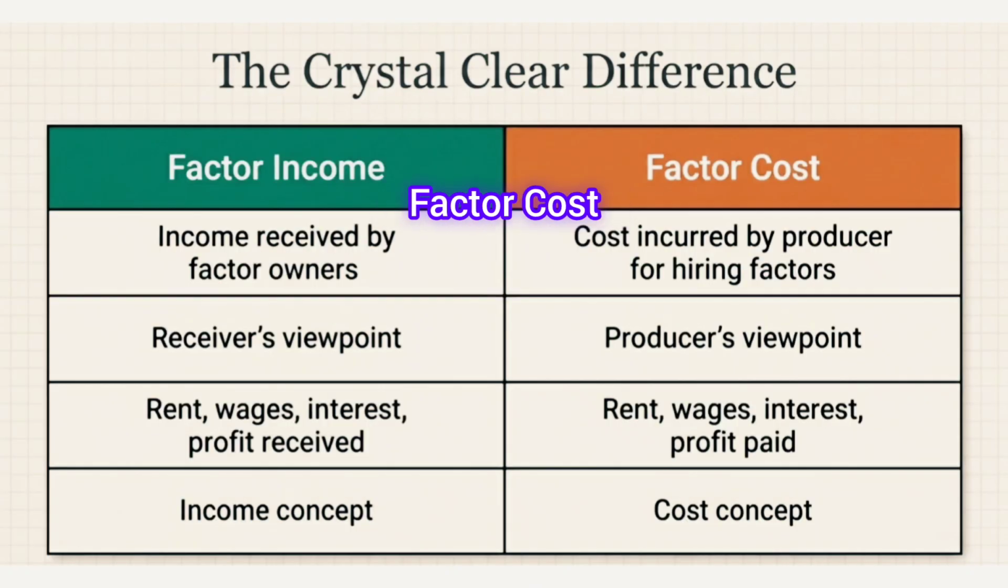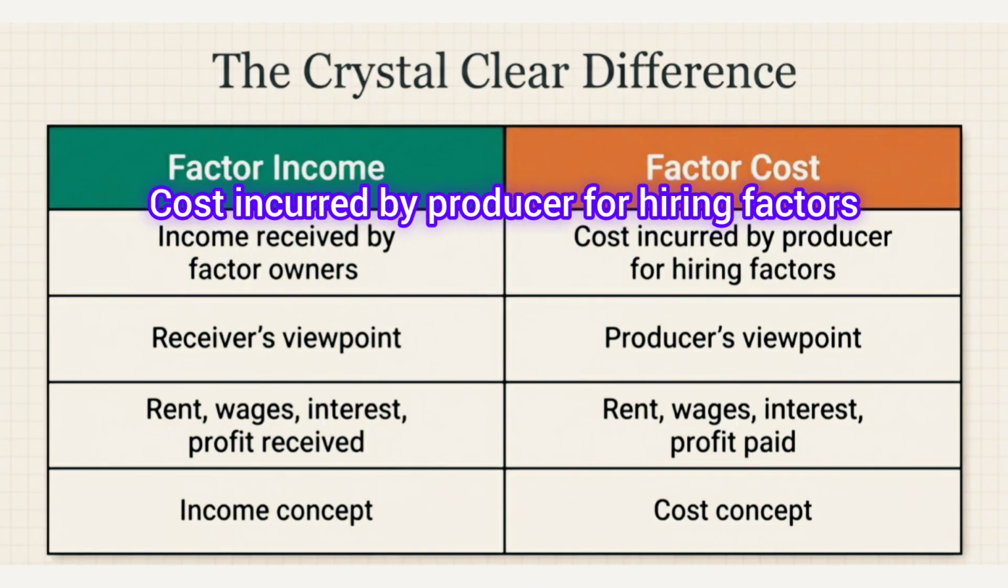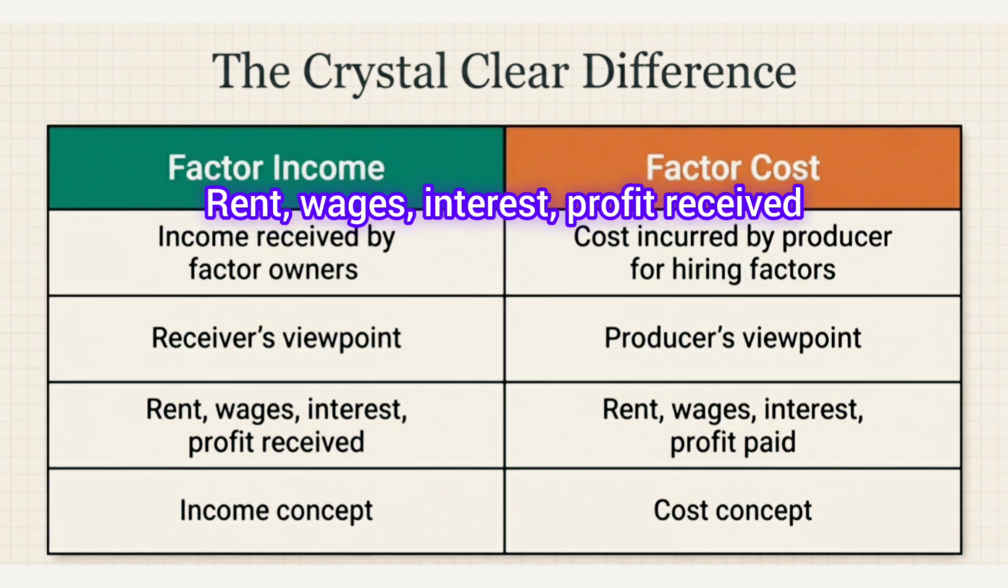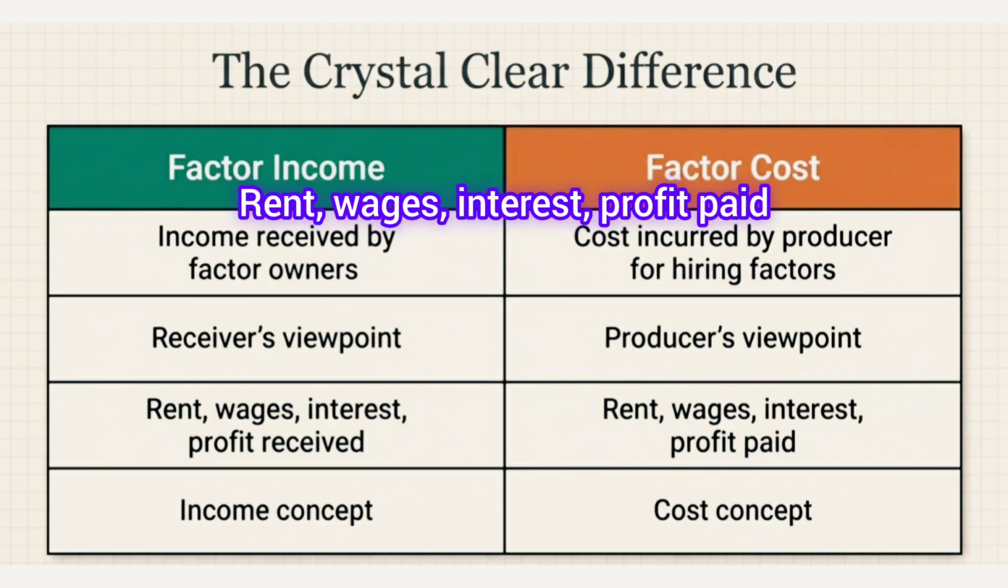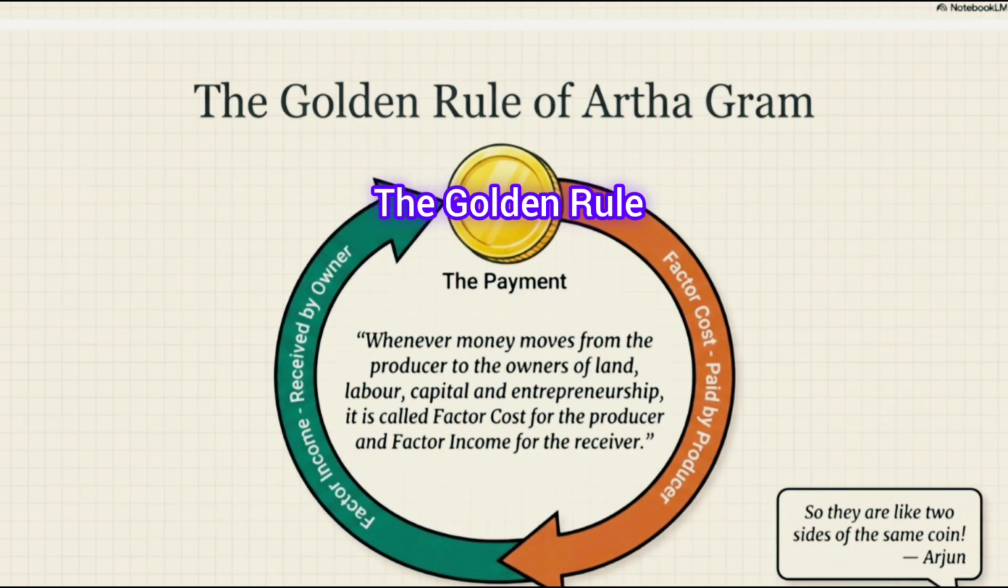Factor income, factor cost. Income received by factor owners; cost incurred by the producer for hiring factors. Receiver's viewpoint; producer's viewpoint. Rent, wages, interest, profit received; rent, wages, interest, profit paid. Income concept, cost concept. The golden rule.